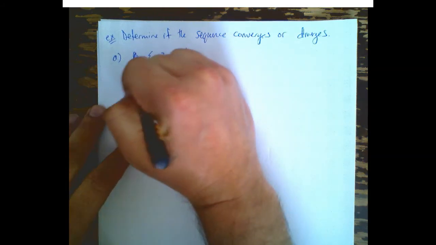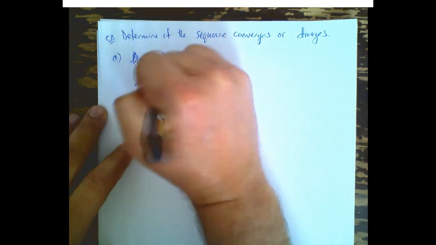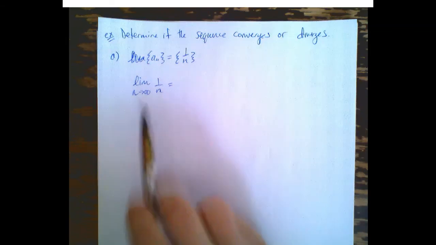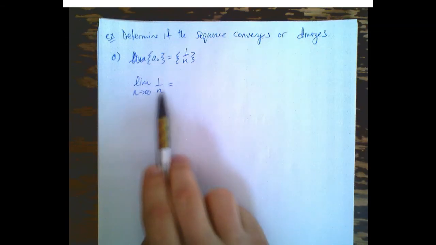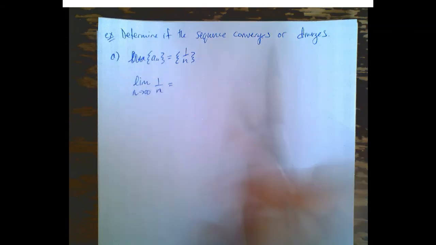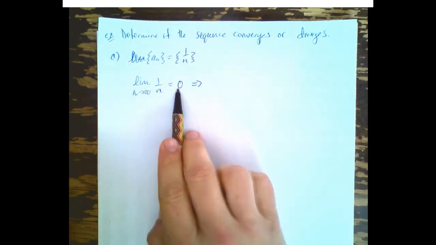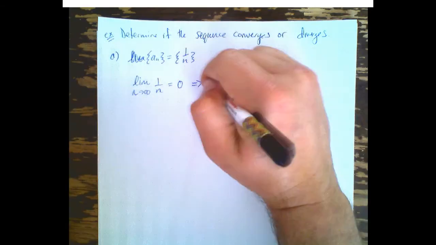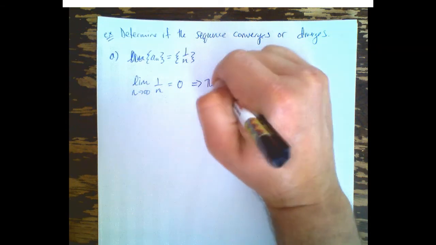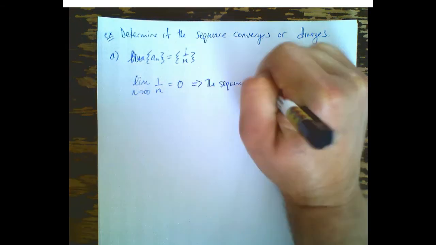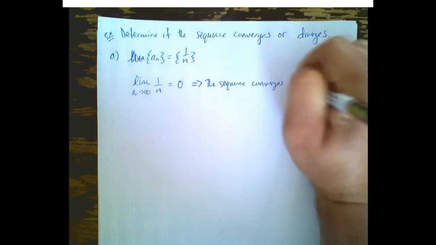Limit as n goes to infinity of 1 over n. Well, what is that equal to? Well, n is growing without bound in the denominator. 1 divided by a giant number goes to 0. So 0 is a finite value, therefore the sequence converges to 0.